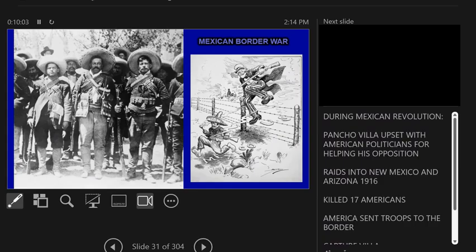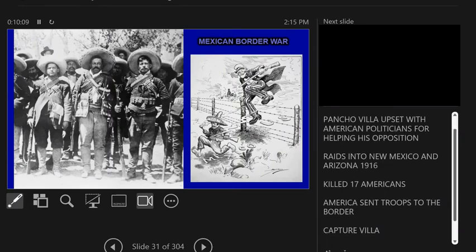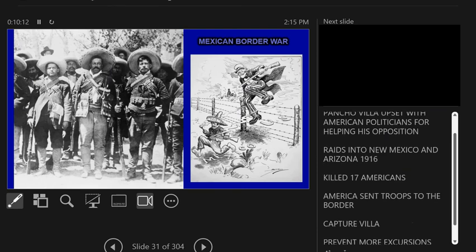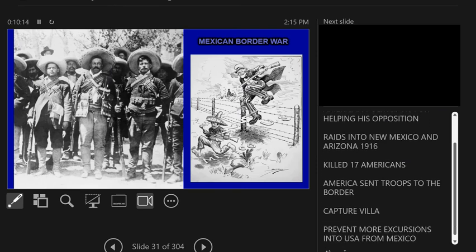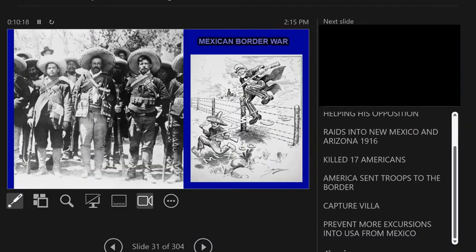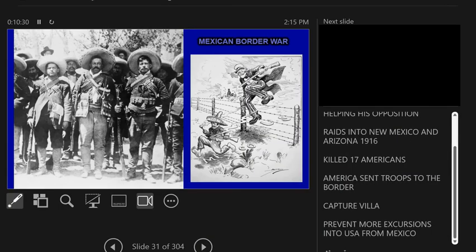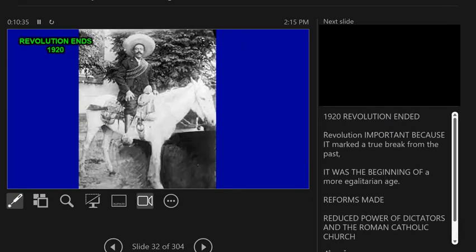And then also during this time, we have the Mexican Border War. So this happens during the revolution. Pancho Villa is upset with the American politicians for helping his opposition. So he conducts a series of raids into New Mexico and Arizona in 1916. He killed 17 Americans. And America sent troops to the border to capture Pancho Villa and to prevent more excursions into the USA from Mexico.